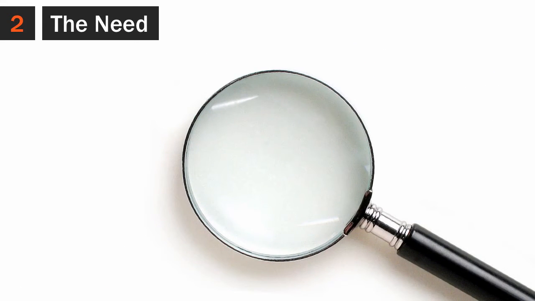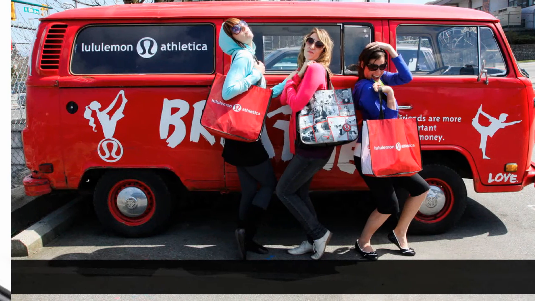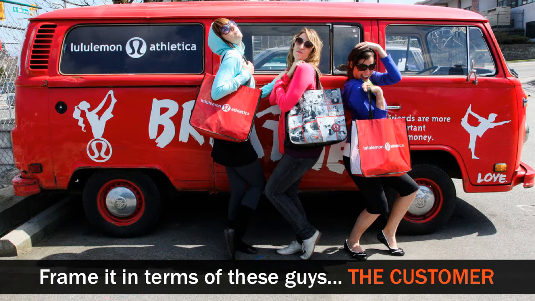The second section is all about the need. What is the problem that you're trying to solve? So this is something we've talked about before, and all the work you did in the customer observation task will fit into this section. Remember, you need to explain the needs in terms of the customer. What customer need have you identified that's crying out for a solution?